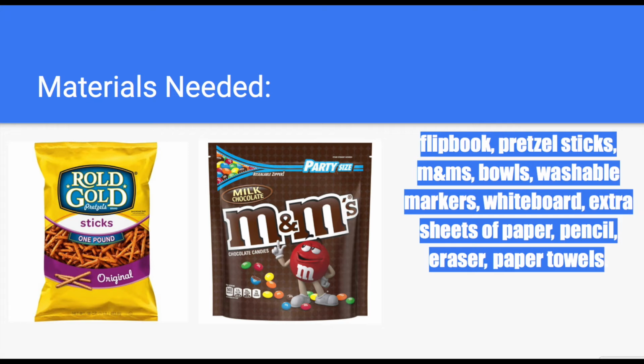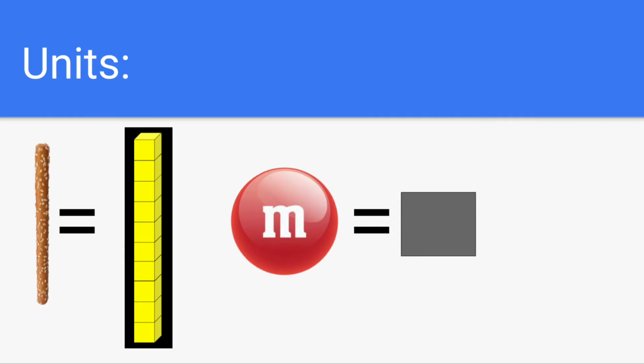pretzel sticks on. So understanding first, I said we're talking about base 10 and 1s. Here I have it depicted that a pretzel stick is equal to 10 units. That's the basic understanding of this lesson. And then an M&M is equal to 1 unit. So these are our 10s and our 1s.